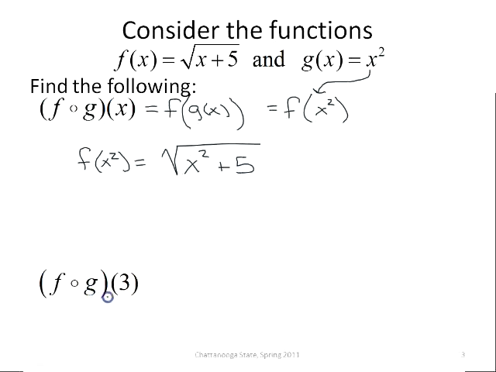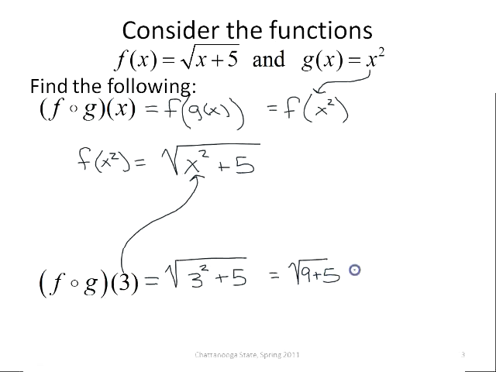Now, f composed with g of 3 means I can take this 3 and just plug it right into that composition, that newly formed composition. So this would be the square root of 3 squared plus 5. So that would be the square root of 9 plus 5, which is the square root of 14.